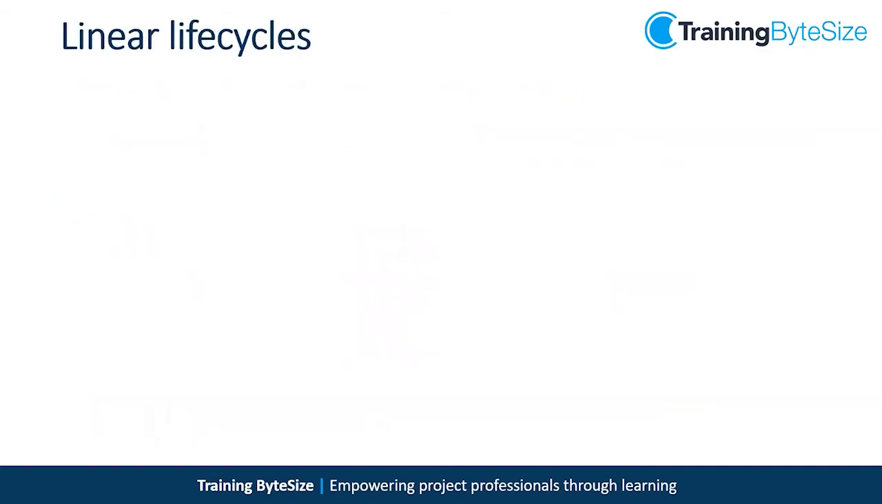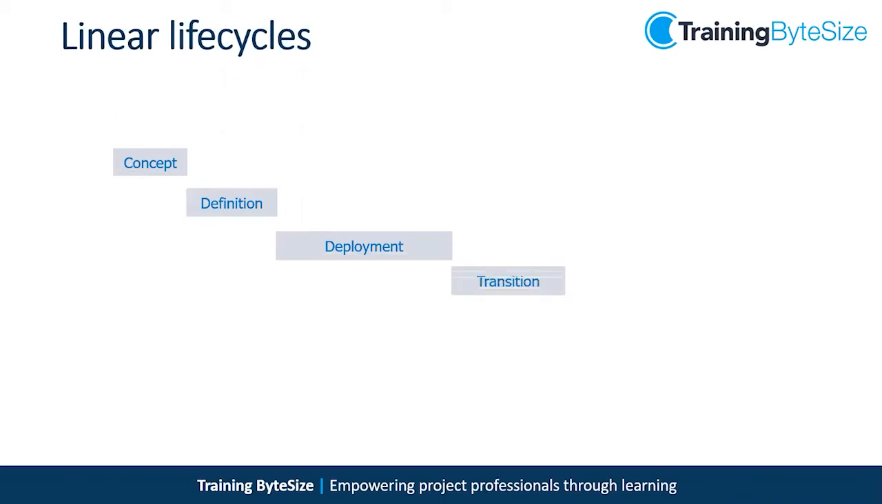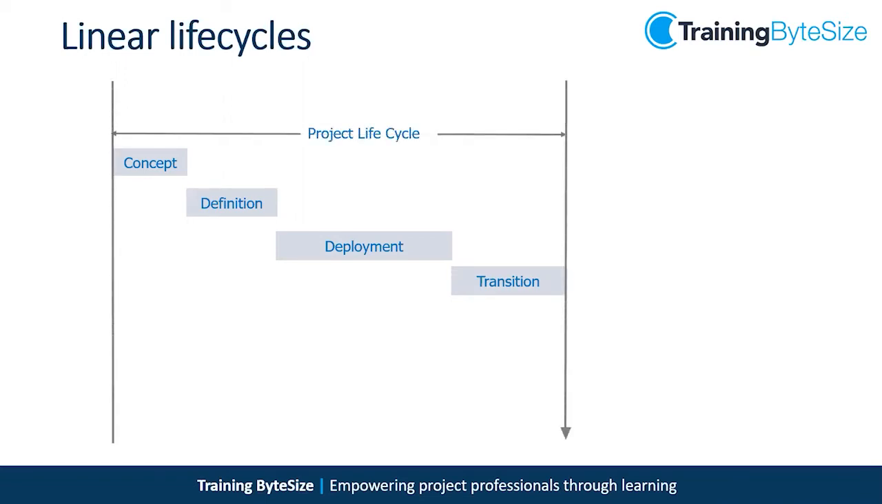So this is the linear life cycle then. This is very similar to the one that existed in the Body of Knowledge 6. So you have concept, definition, which are exactly the same, they have not changed. Then we have deployment, which has changed from development to deployment. Then we have transition, which was called handover and close. It's now become transition, which summarizes those two a bit neater. That is the project life cycle.